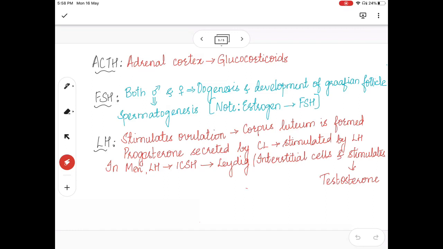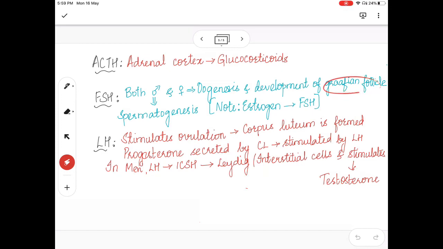Then coming to the next hormone is FSH, that is follicle stimulating hormone. This particular hormone is secreted both in the case of males and females. In the case of males, what is happening is that it stimulates the spermatogenesis, okay, and also the normal functioning of the seminiferous tubule. And when it comes to female, it stimulates oogenesis and also the development of our Graafian follicle.